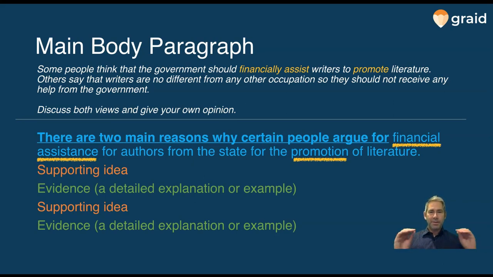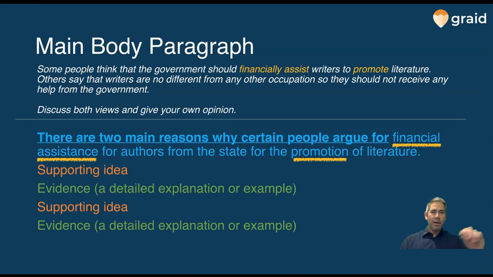A complex sentence has two parts, of which one needs the other to be meaningful. So the complex sentence here: there are two main reasons why. This is actually known as a WH clause, where "why" is going to be followed by another clause. So "why" is actually the object, then we have a new clause: why, new subject, certain people argue for.